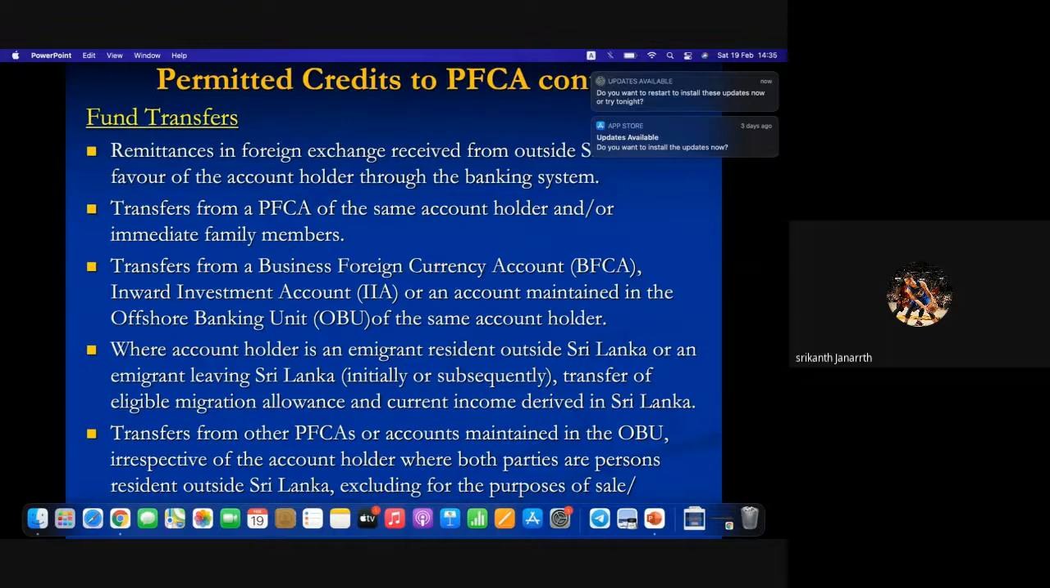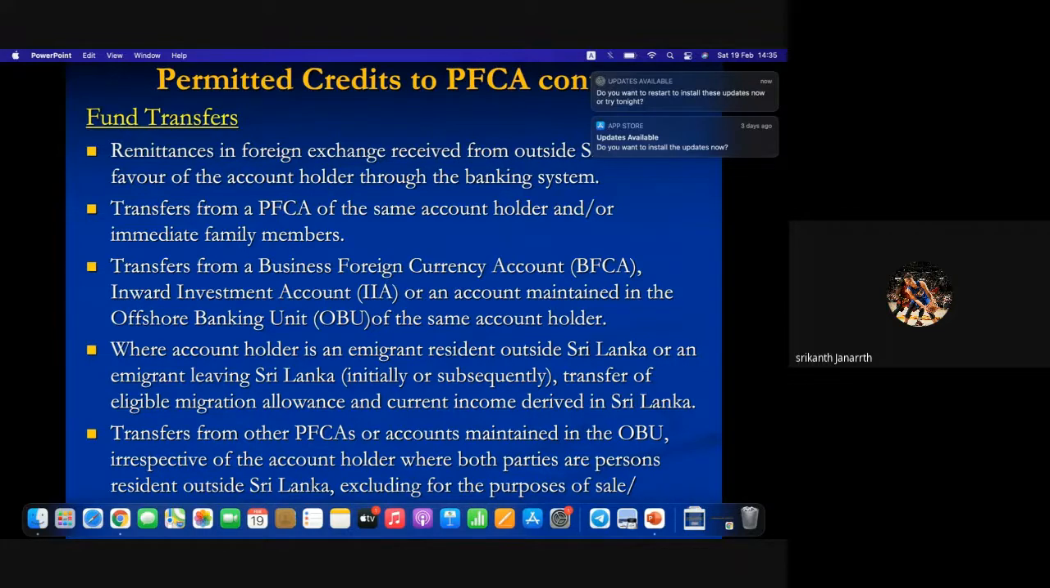I can tell HNB to transfer from the BFC account. I can tell HNB to transfer from the IIA account. I can even tell Standard Chartered to transfer from my offshore account to my PFC account. So you can see a PFC account holder can get money from various other accounts in other banks, different types of accounts: IIA, an account maintained in an offshore banking unit, or a BFC account. All three are permitted. You can see the important words, same account holder. It has to come from the same account holder.